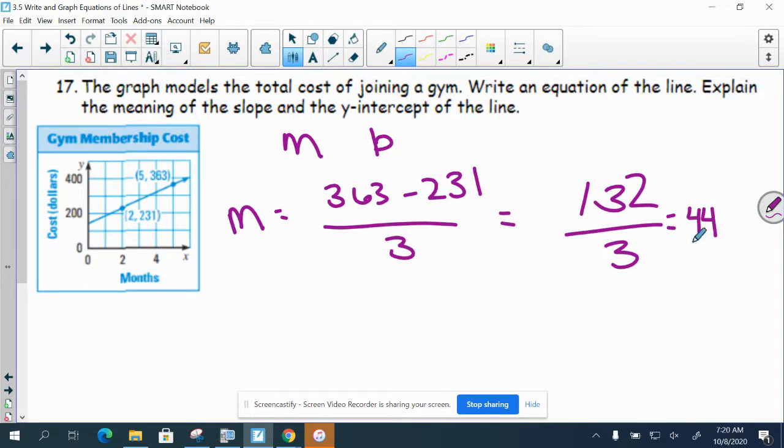All right, so 44. And if it's a rate, then the units would be cost per month. So 44, because this represents cost, this represents months. So 44 is the price you would pay per month, okay? So the slope, m, represents the monthly cost of the membership.